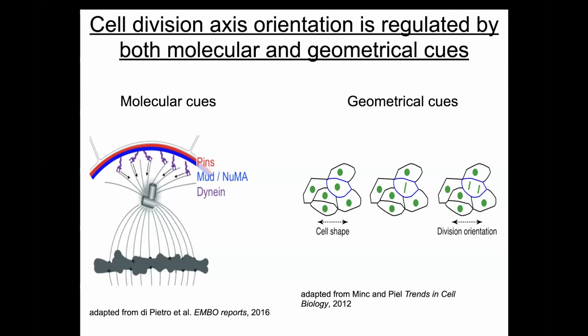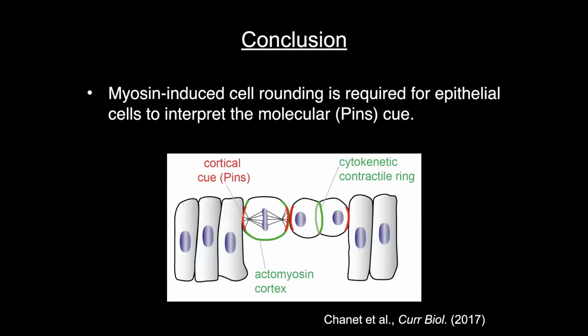We were interested in our epithelial tissue, and I'll start with the conclusion. What Céline found is that myosin-induced rounding of mitotic cells was actually critical for cells to interpret a molecular cue that orients the division in the plane of the epithelium.